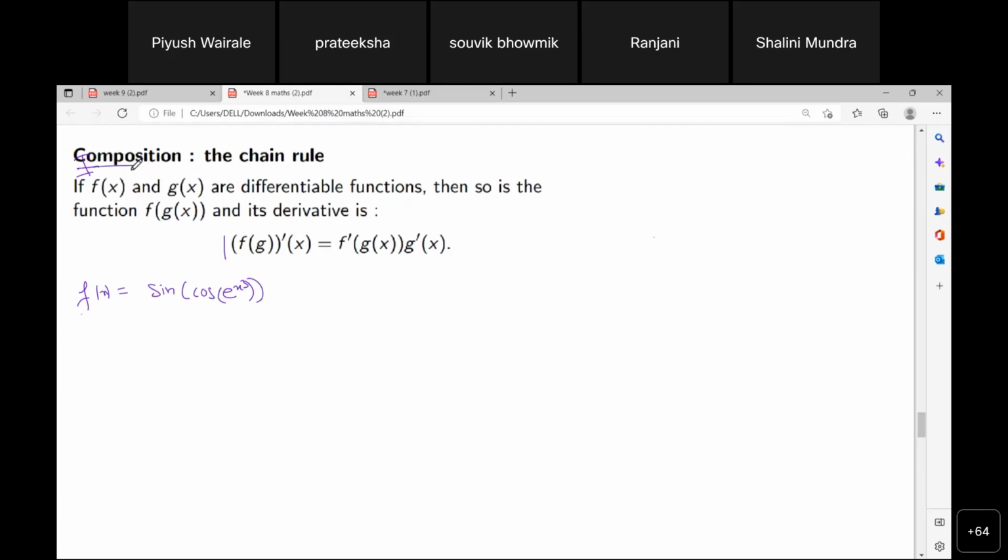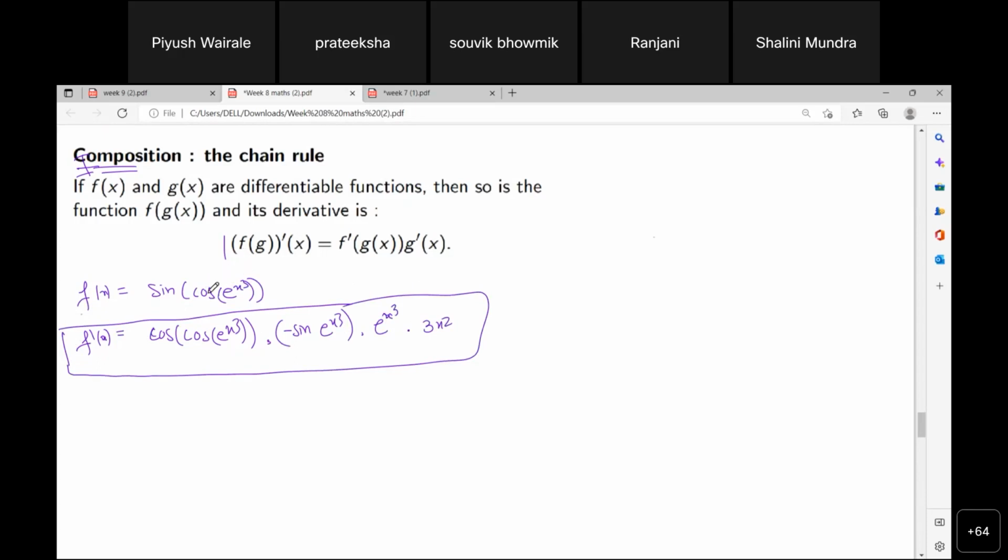According to the composition of chain rule, I have to differentiate the first function. The f dash of x is cos of this whole thing, right? The differentiation of sin x is cos x, so cos of e to the power x cube, into the differentiation of the next function, cos x, which is minus sine of e to the power x cube, into the differentiation of e to the power x cube, which is e to the power x cube only, and then the differentiation of x cube, that is 3x square. So this is how the differentiation will be.